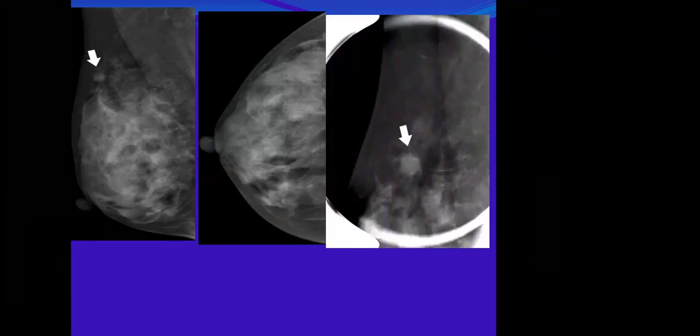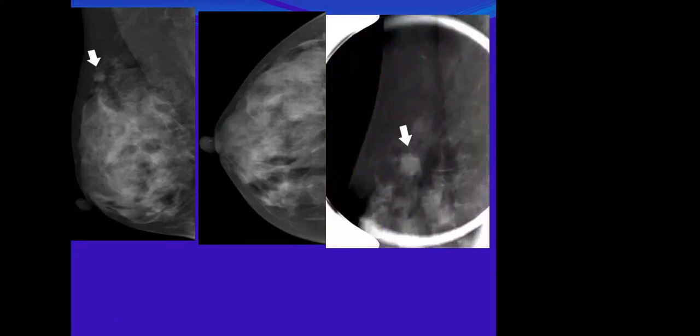And if you look here, this looks like a mass. It has a convex border. It has the conspicuity of a mass. However, I could not appreciate it in the other CC view. So I have to report it as asymmetry until I could appreciate it and confirm full criteria for the mass, which include visualization in two orthogonal views.